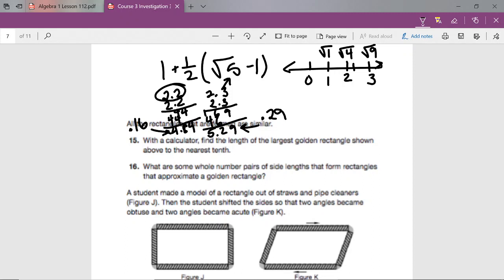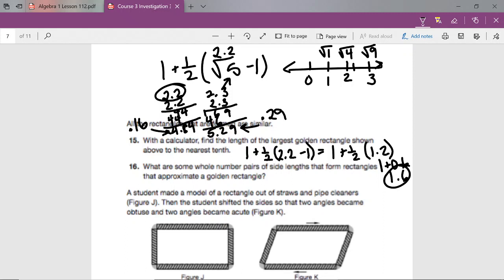So I could now replace the square root of 5 with 2.2. And I could then estimate the ratio with this nearest tenth. So 1 plus 1/2 times 2.2 minus 1. Well, continue simplifying in the parentheses. 1 plus 1/2 times 1.2. Half of 1.2 is 0.6, so 1 plus 0.6 is 1.6. And that is actually the ratio to the nearest tenth. We did figure it out even just by hand. It's a good practice to do.